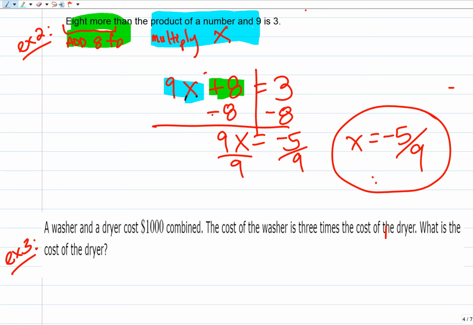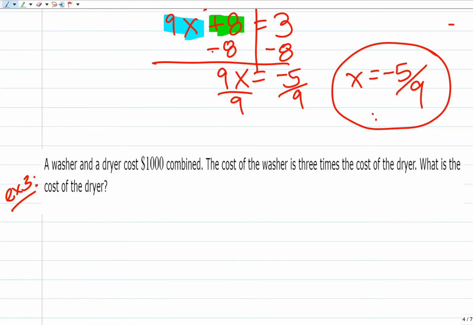It's awesome. All right. A washer and a dryer cost $1,000. The cost of the washer is 3 times the cost of the dryer. What is the cost of the dryer? I don't know. Think we can figure that out? Can I scoot this up now? Or down, depending on your perspective?